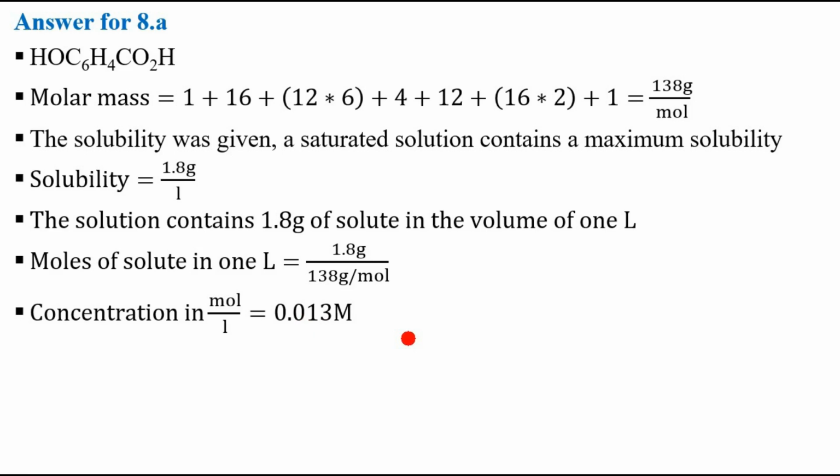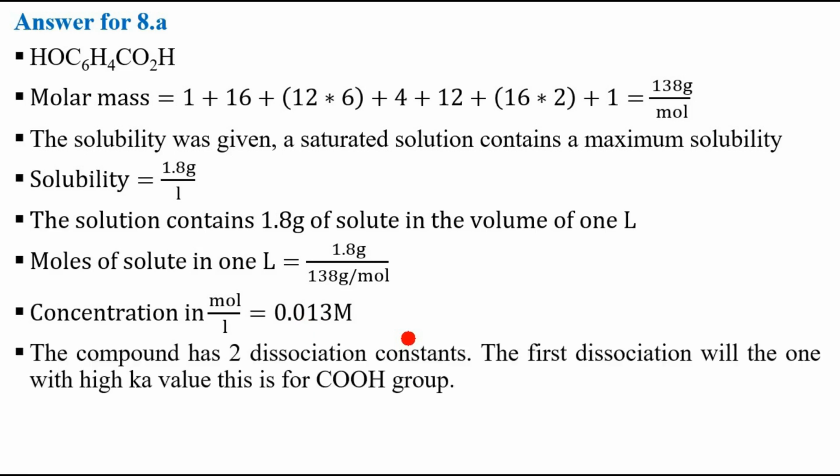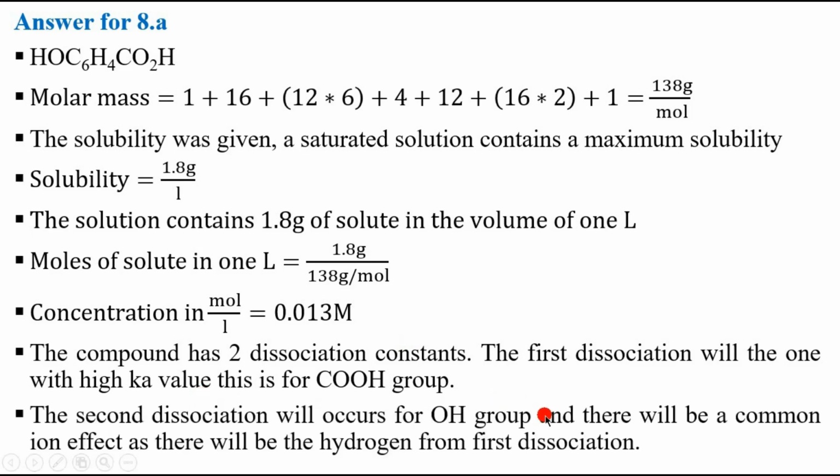Then salicylic acid is going to dissociate. That means the first carboxylic acid group is the one which dissociates first. The compound has two dissociation constants. The first dissociation will be the one with the high Ka value, which is for the carboxylic group. The second dissociation, the hydroxide group, will dissociate second, and it is also a common ion effect because there will be hydrogen already dissociated from the first dissociation. So let's continue with the answer.